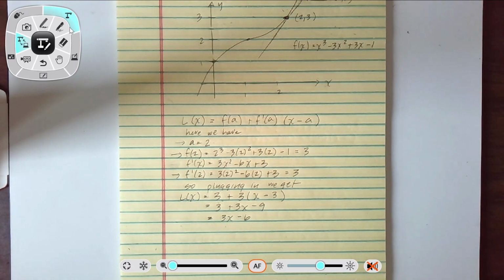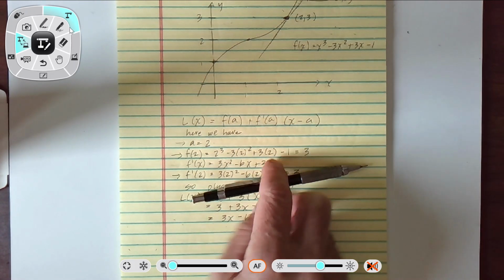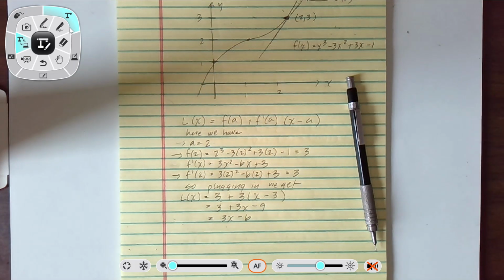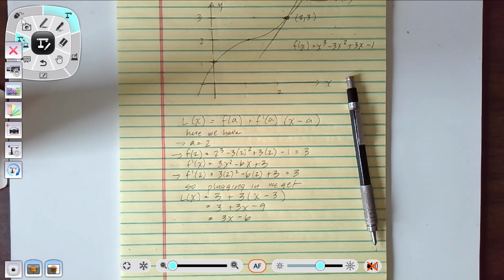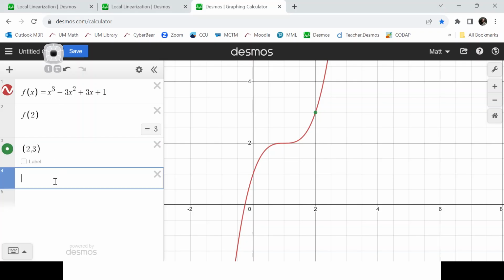But of course, the place we could go to really check this would be to just run to Desmos and see if it works, right? If we've done it right, and when we plug in this L of x equal to 3x minus 6, we don't get the right answer. What happened there? Oh.